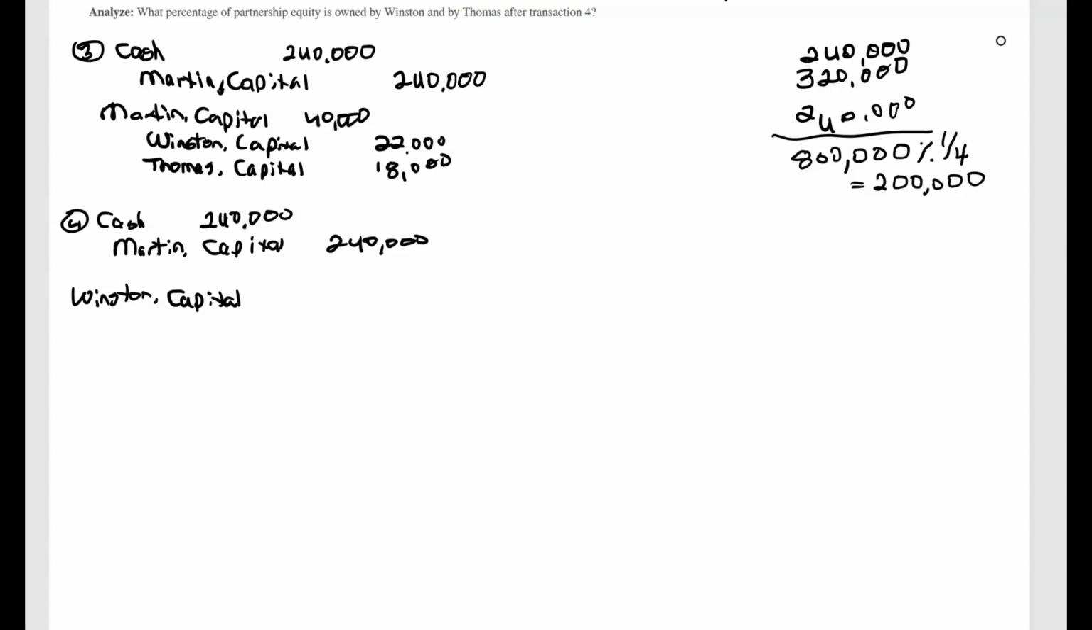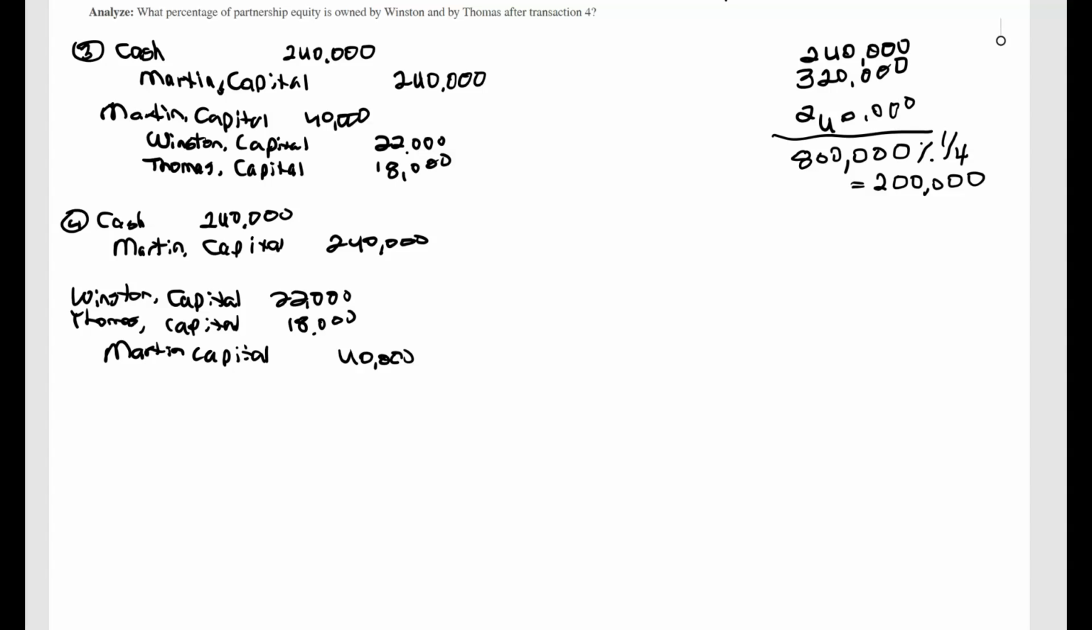Winston capital will be a debit of $22,000. Thomas capital is a debit of $18,000. And then our credit goes to Martin capital.